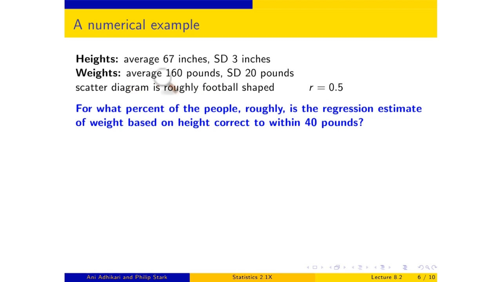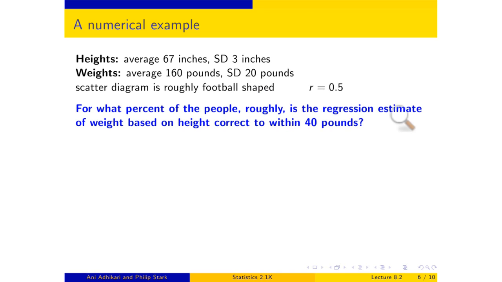If I just look at the weights, their average is 160 and the SD is 20. So if I forgot about the regression estimate and I just said, well, I don't care what person you're showing me, I will just guess 160 as this person's weight, then I'm going to be off by about 20 pounds. And for 95% of the people, I'm going to get my answer right to within 40 pounds, 2 SDs.